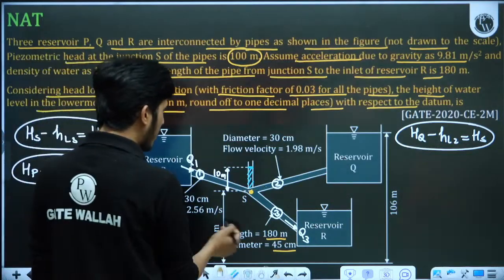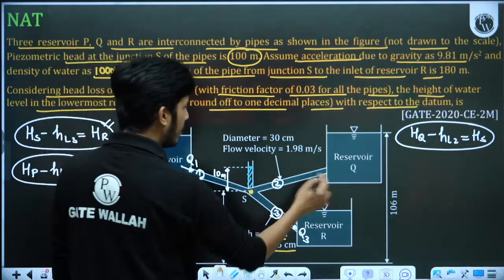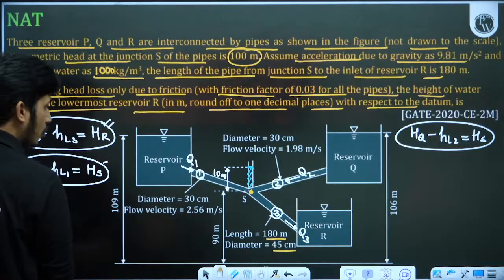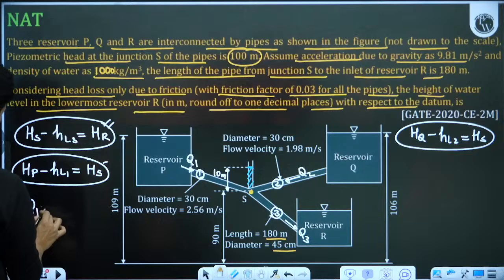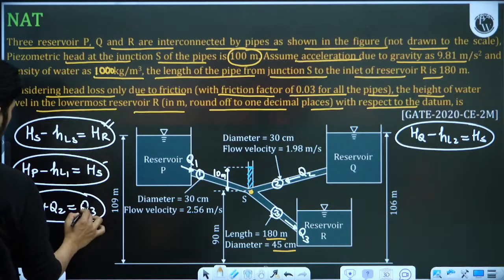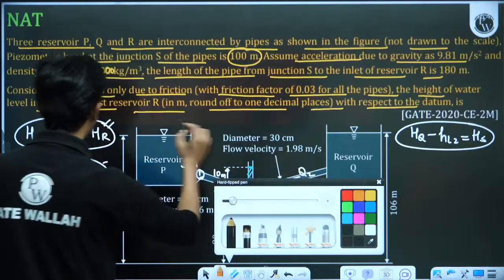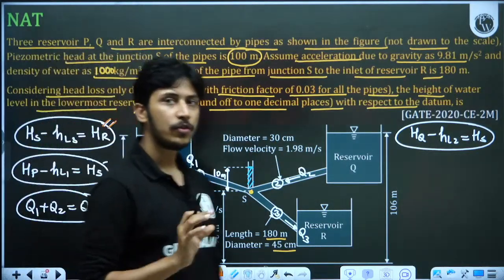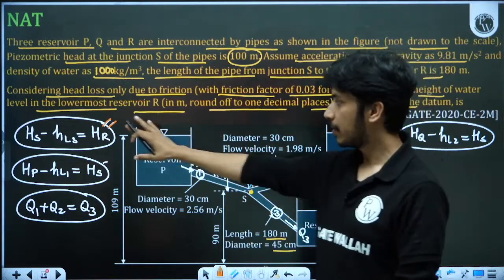Now here this piezometric head is given. This 100 is lesser than this, so the flow will go here like this. Q2 will be like this. So the equation you can also make is Q1 plus Q2 is equal to Q3. They are very simple equations. Using these equations you can always solve the question. But in this question you will solve only by this first equation.